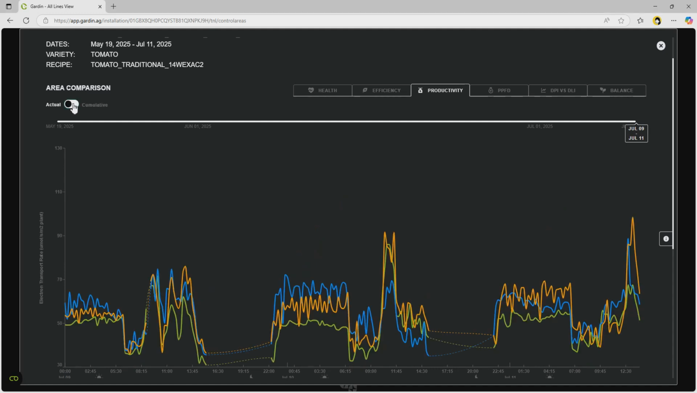Actual productivity is the average electron transport rate which occurred in a 5-minute window. DPI can be used to align your 24-hour temperature with actual plant activity and feed it into your yield forecast as an improvement from DLI.